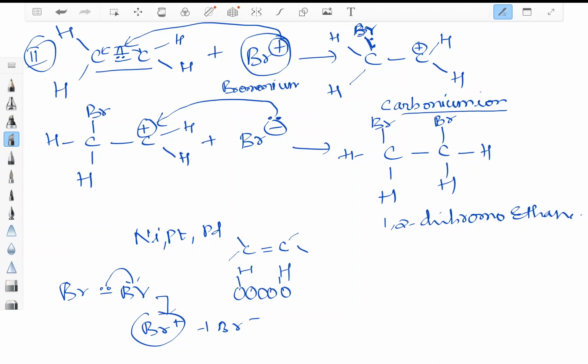The carbonium ion reacts with Br minus, that is the bromide ion. Because this has a negative charge, it goes to the carbon having positive charge, and these electrons are involved in the formation of this new bond here. This leads to the formation of 1,2-dibromoethane.